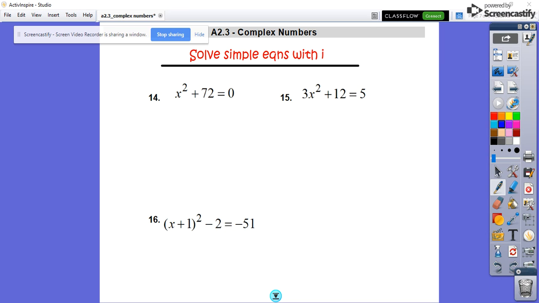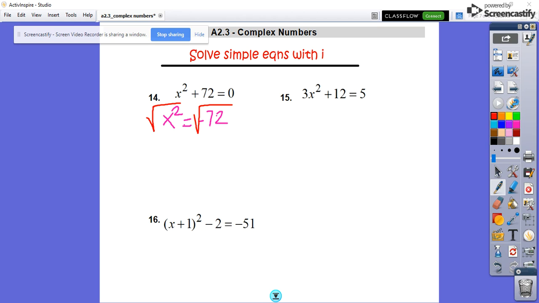All right, now we're going to solve some equations. I'm going to talk you through 14, and then I want you to try 15 and 16. The first thing that we would do in 14 is move that 72 over. So we get x squared equals negative 72. And then when we solve for x, we have to square root both sides.